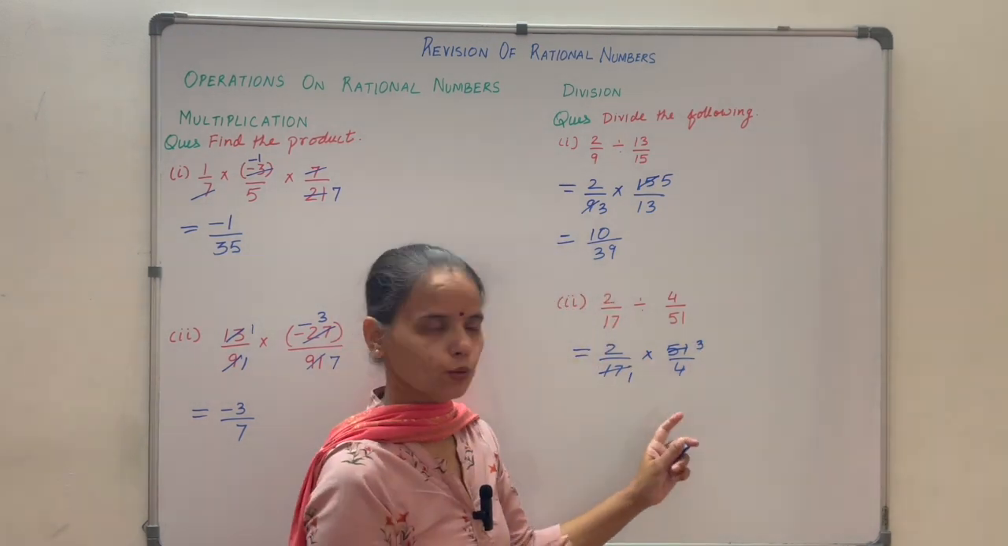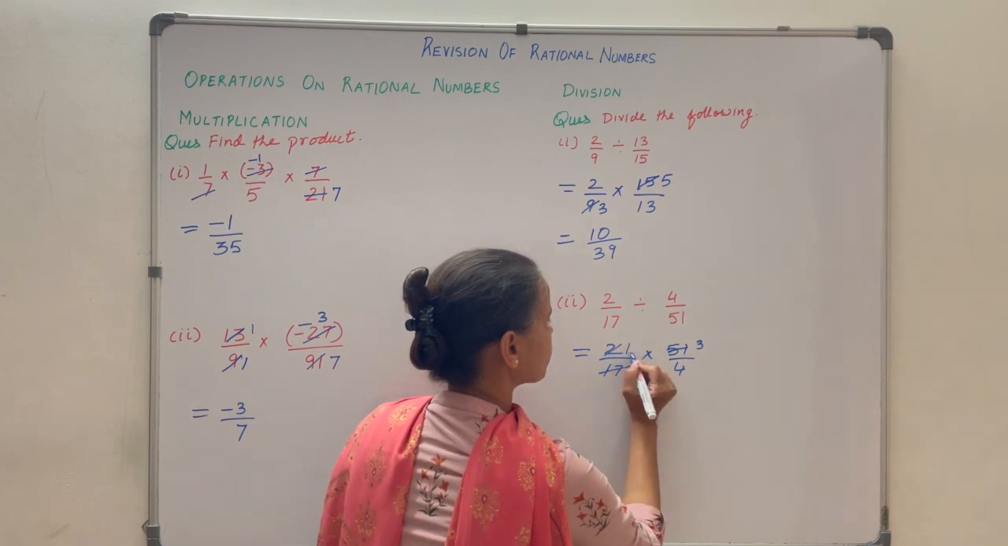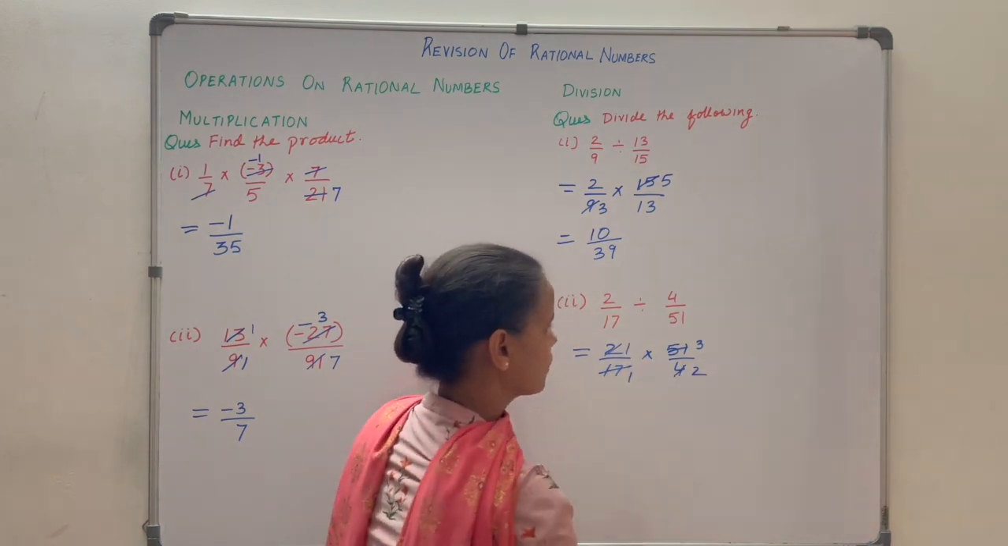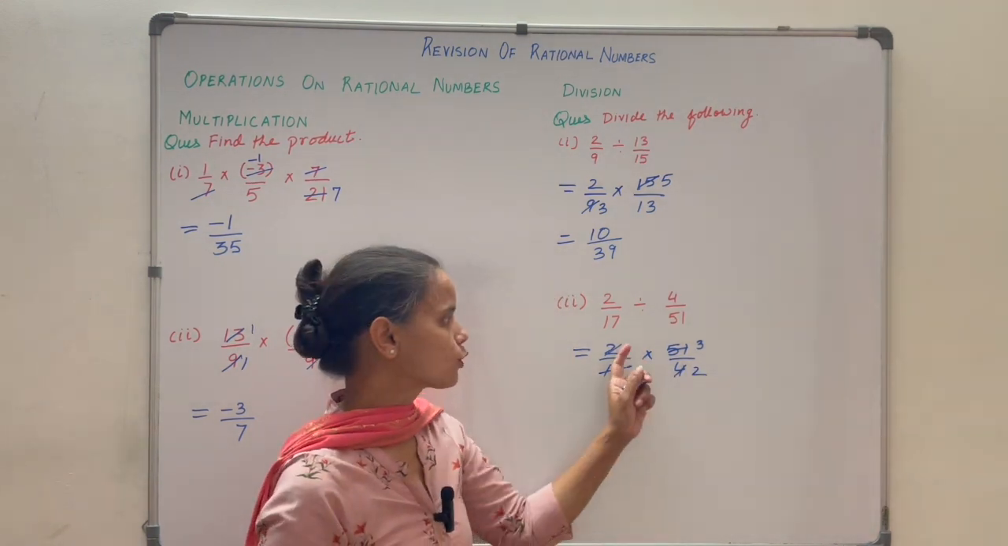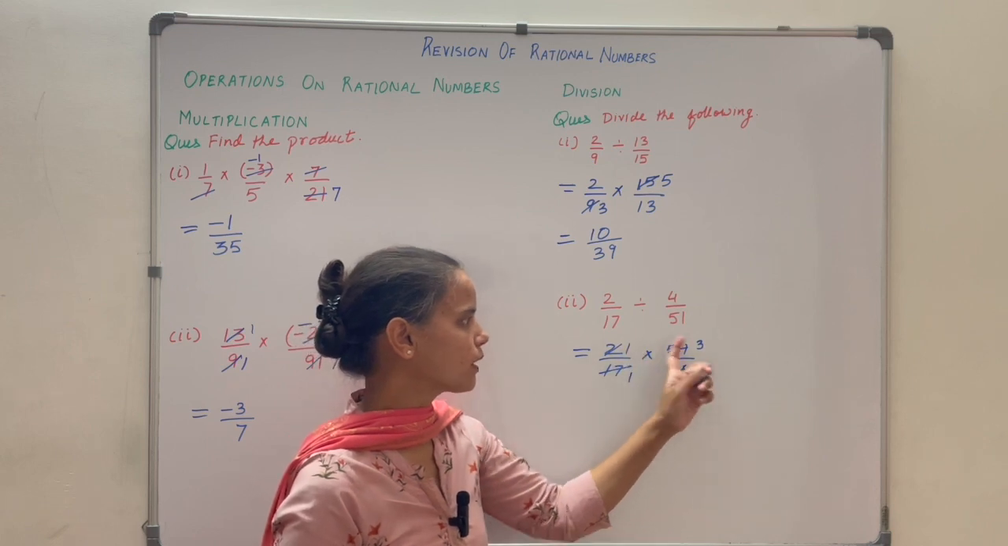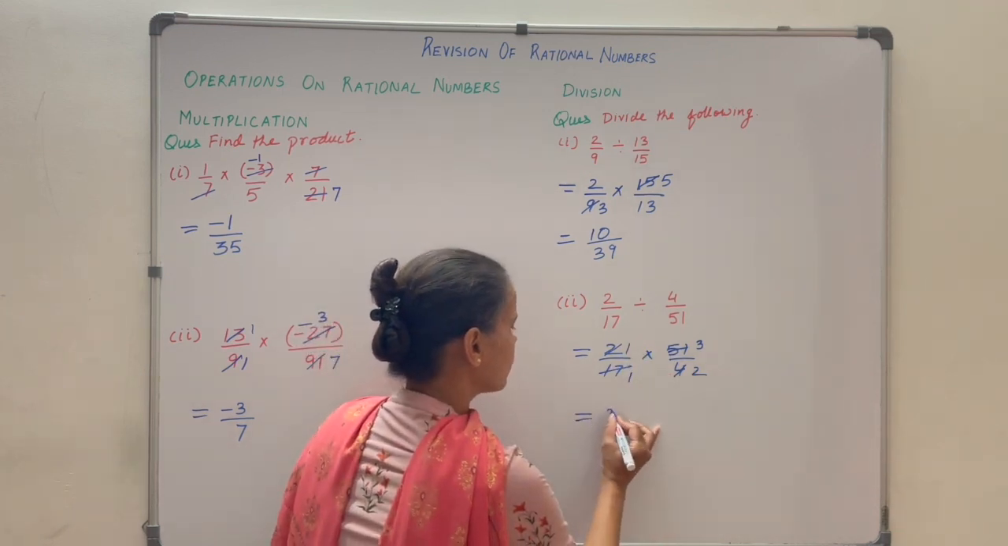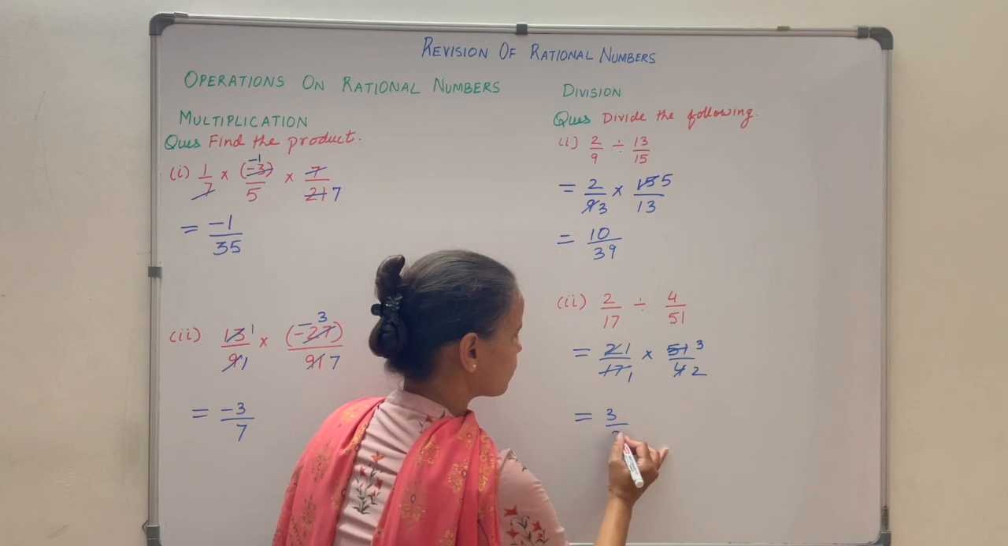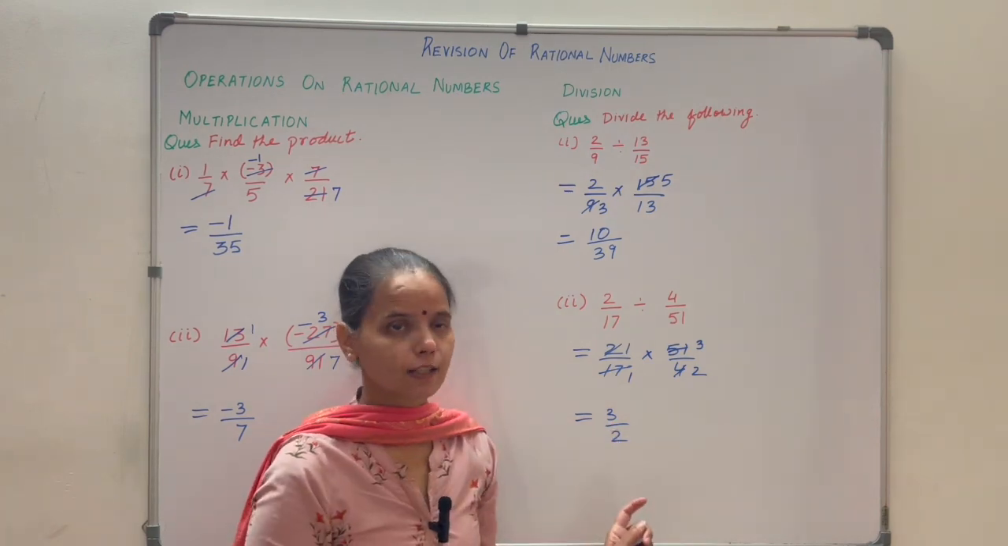And you can cancel 2 and 4. 2 ones are 2 and 2 twos are 4. Now there is nothing to cancel. So you will multiply numerator to numerator. 1 into 3 is 3 and 1 into 2 is 2. So the answer is 3 by 2.